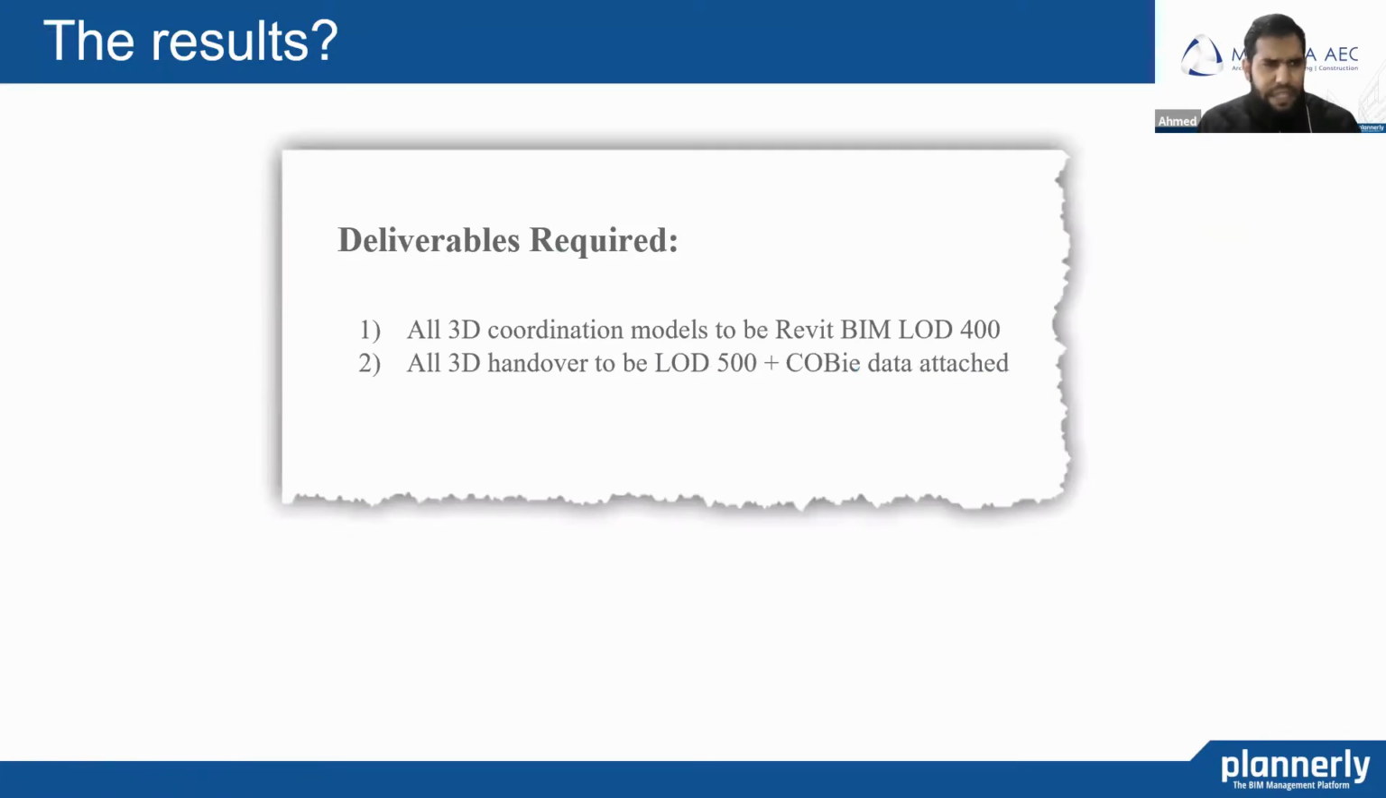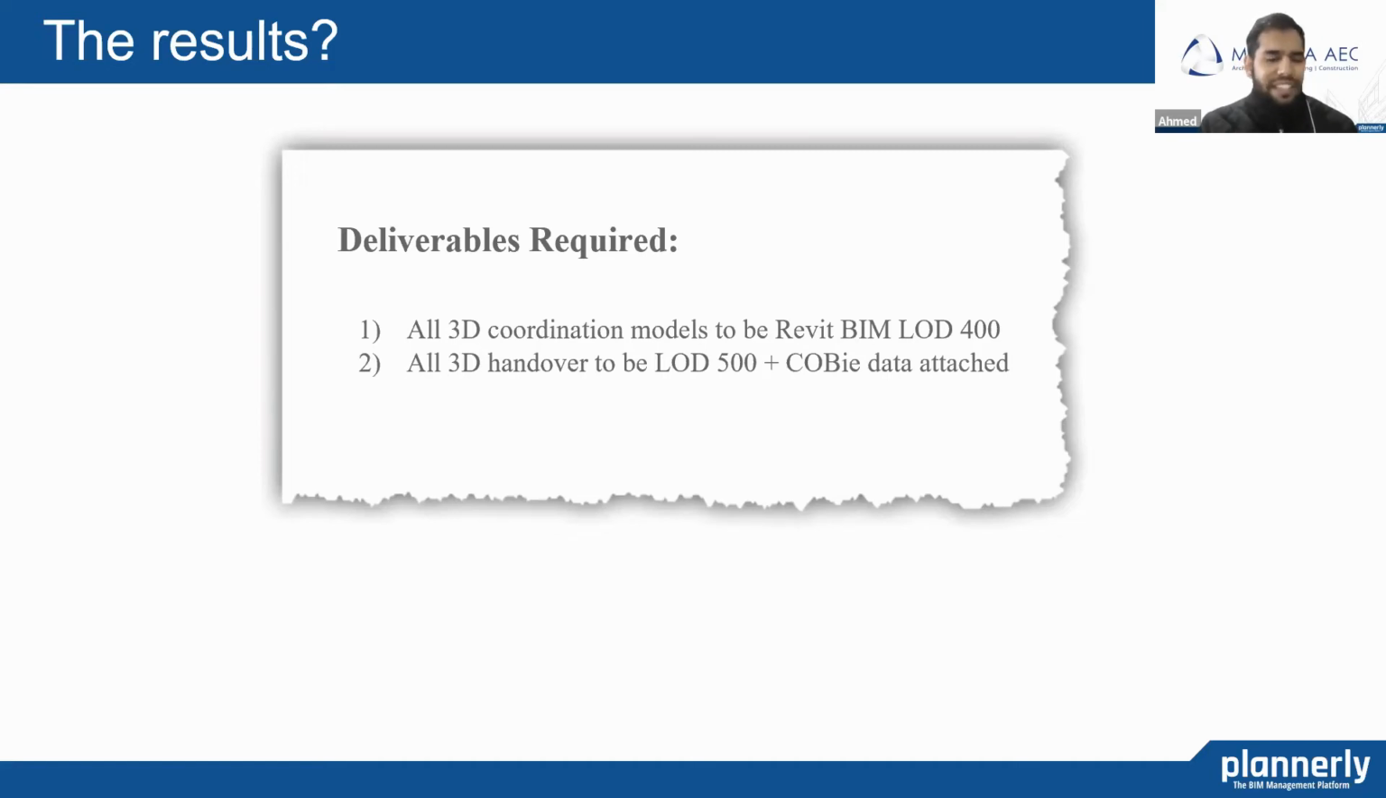But the problem is the result of lots of standards, and in that confusing time over the years, we sometimes still see these types of requests where deliverables are required as all 3D coordination models to be Revit BIM LOD 400 and all 3D coordination models to be LOD 500 plus Kobe. And that sometimes is too much. And there are so many questions behind all that.